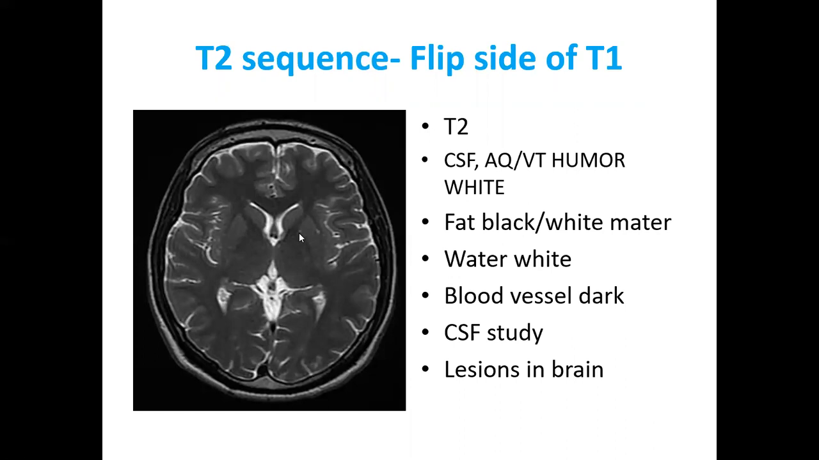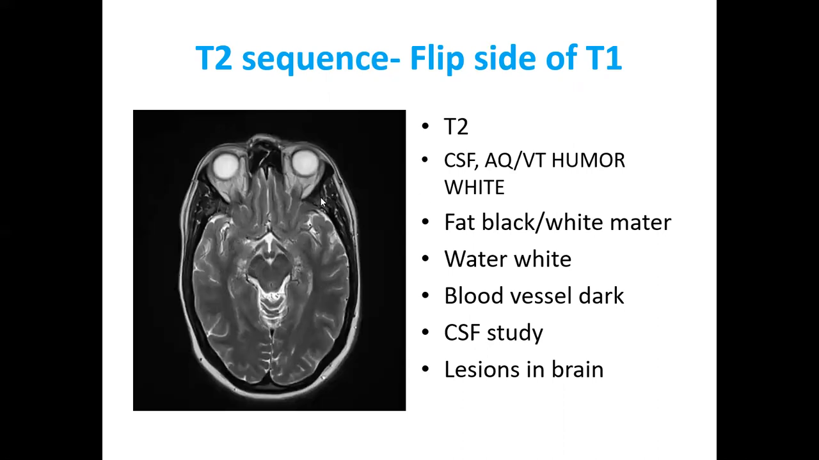T2 sequence is a flip side of T1. You can see here the white matter looks dark, gray matter looks white, and CSF is white. So mostly, identifying the T2 sequence is that CSF is white. Apart from the CSF, the aqueous humor and vitreous humor look white, and blood vessels look dark. It is mostly used for CSF study and lesions in the brain.